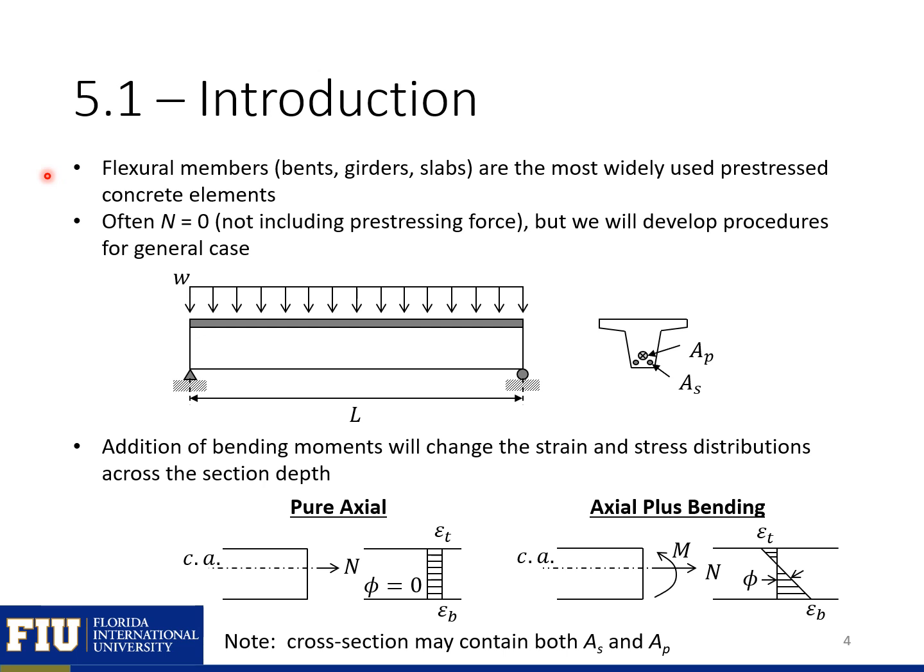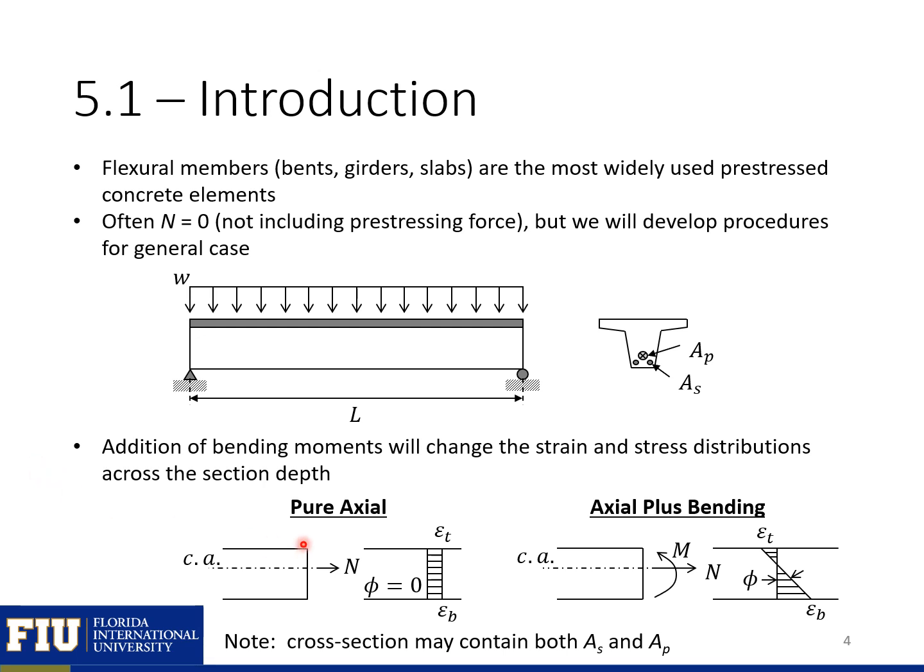Flexural members are the most widely used prestressed concrete elements. They often have no axial load other than the prestressing force, but we'll develop procedures for general cases. Typically, we'll have a beam, and in this class we'll typically work with simple supports, so pin and roller support conditions, and some type of loading that causes moment in the beam. We can have an area of non-prestressed steel and an area of prestressing steel in the section as well, and we'll see how we can account for both of those.